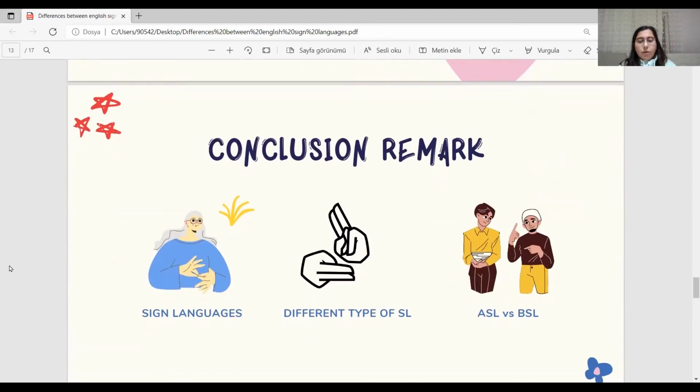I just want to make a conclusion to all of my presentation. Today I talked about differences between sign languages. All in all, sign language can vary from region to region. For this reason, great differences can be observed in the sign languages of nations speaking the same language. For instance, ASL and BSL. I just talked about the differences.